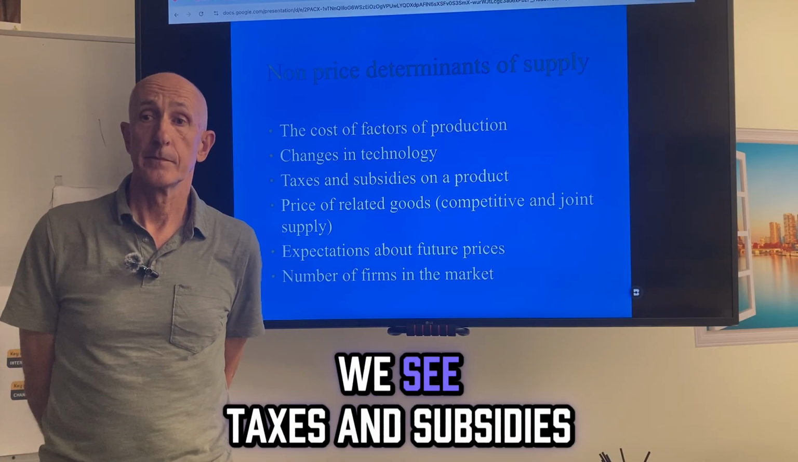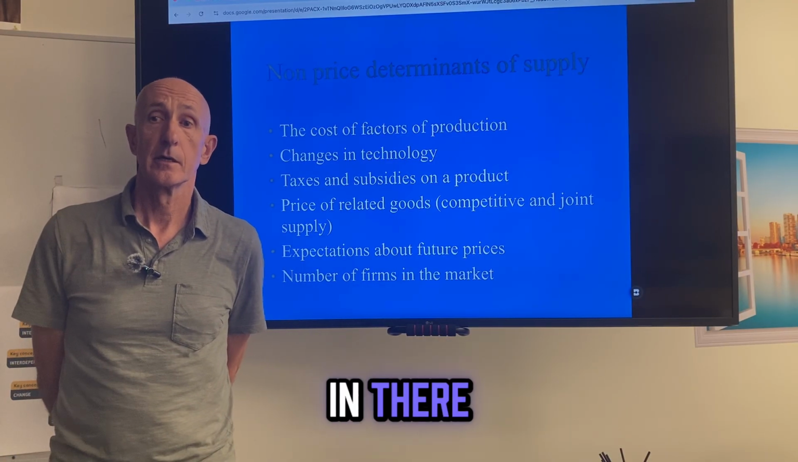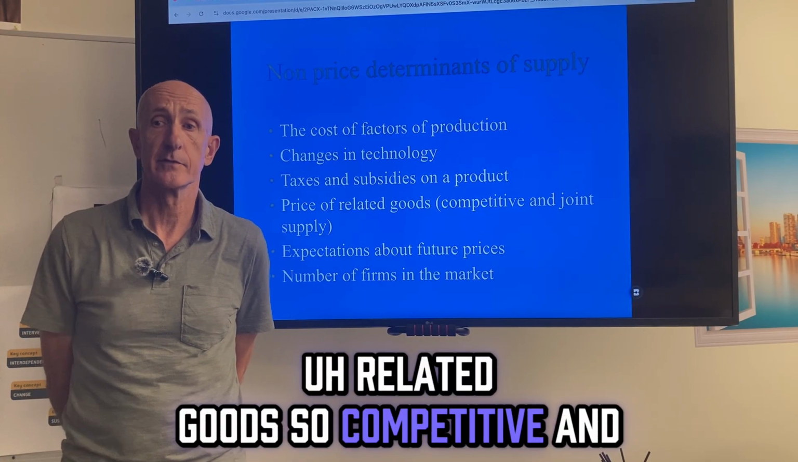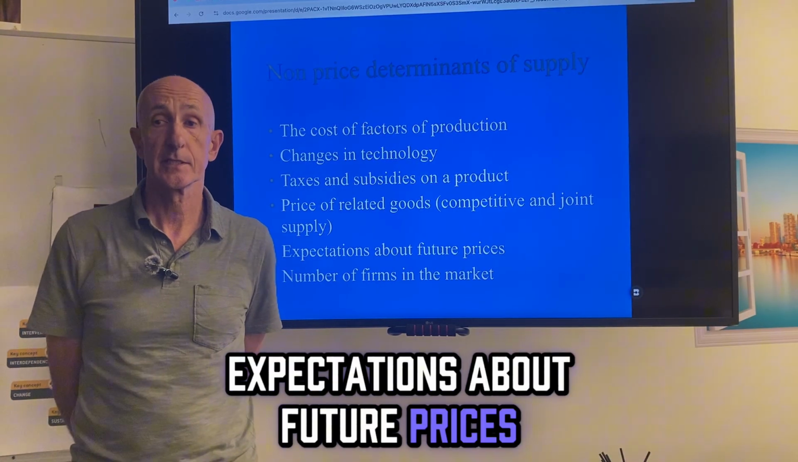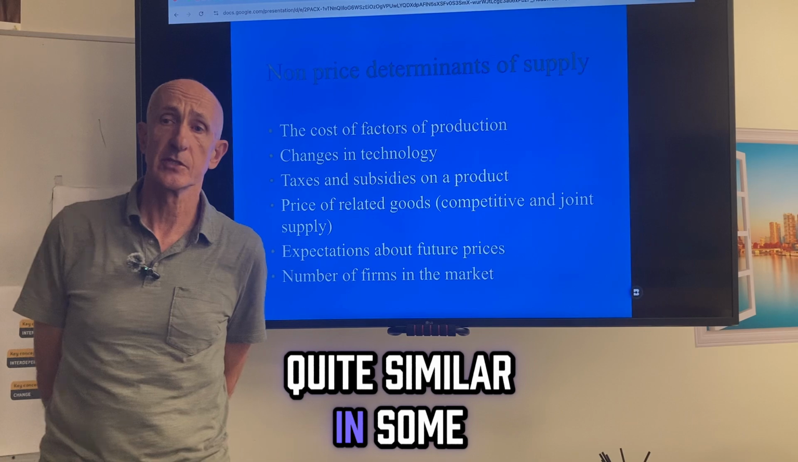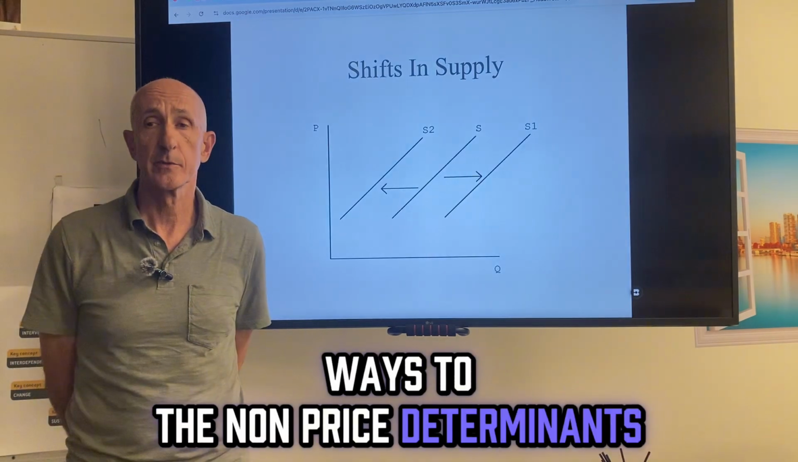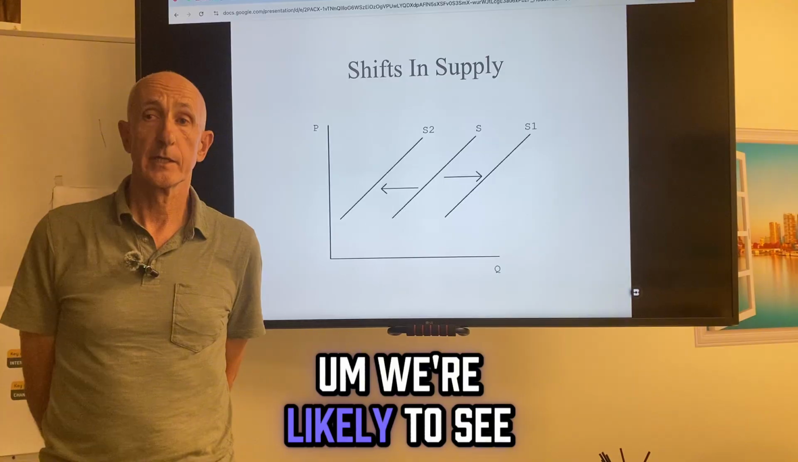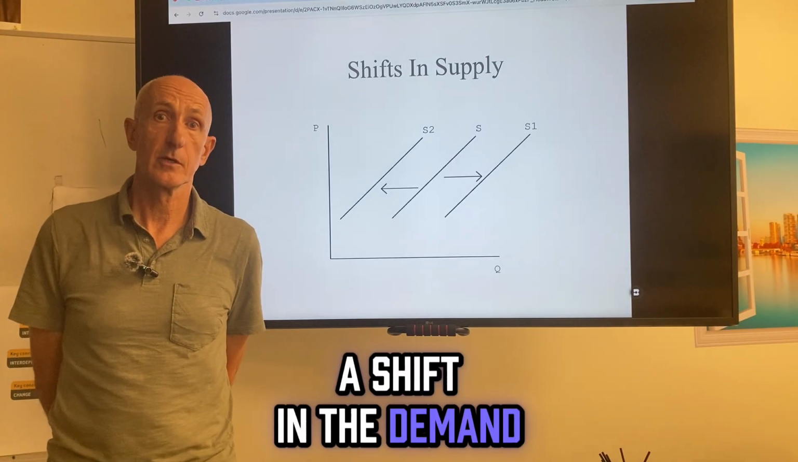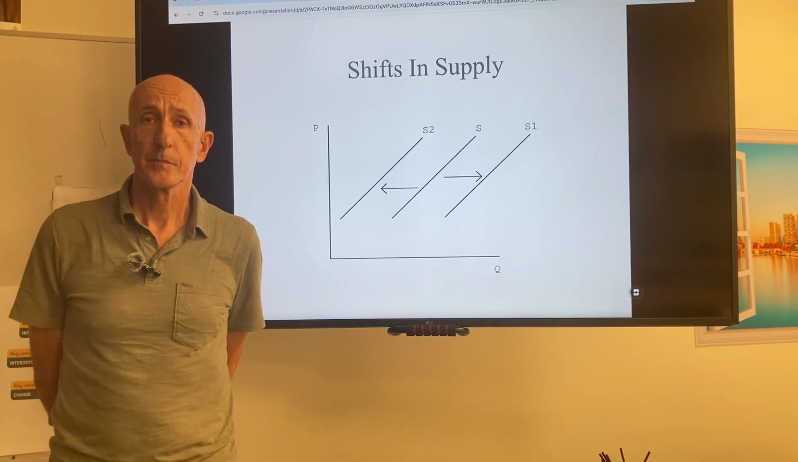We see taxes and subsidies in there, related goods, so competitive and joint supply, expectations about future prices, number of firms in the market, quite similar in some ways to the non-price determinants of demand. So if any of those change, we're likely to see a shift in the supply curve.